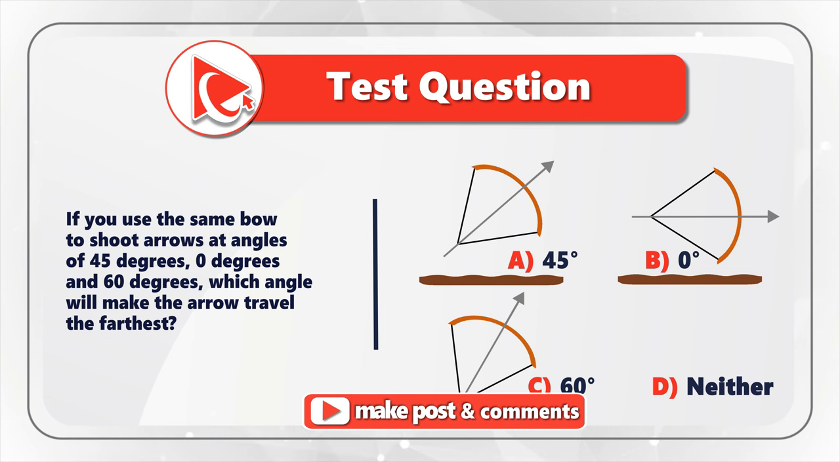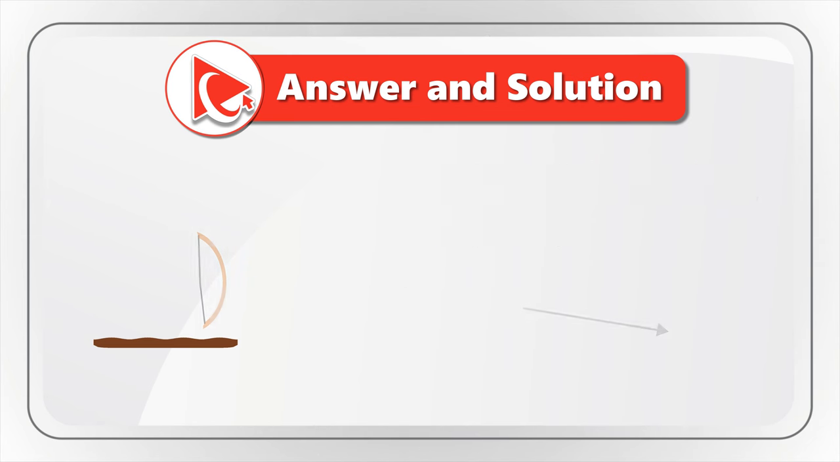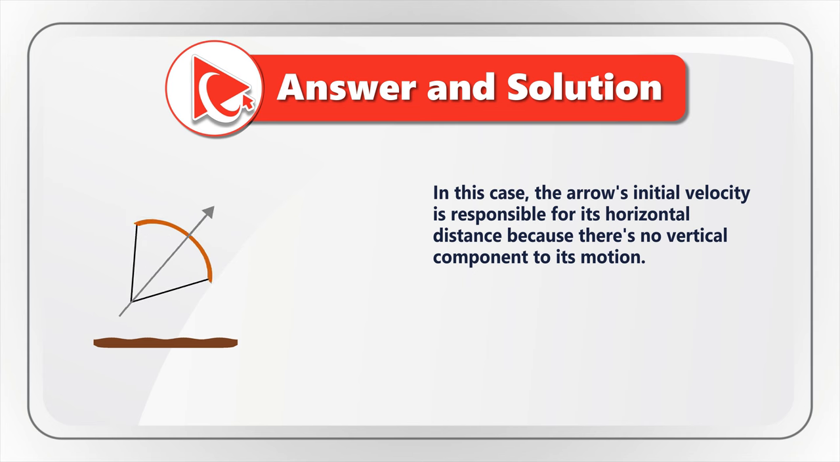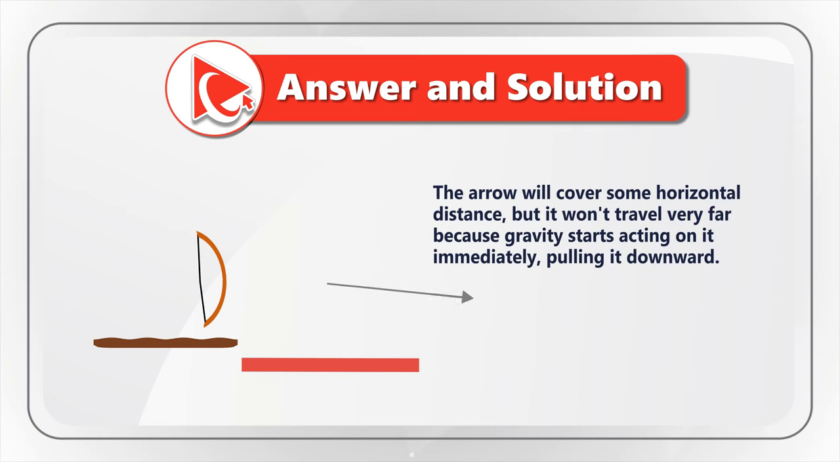Let's start by looking at the scenario where we shoot the arrow at 0 degrees, which ultimately means a horizontal shot. When you shoot it at 0 degrees, it means you're firing it horizontally, parallel to the ground. In this case, the arrow's initial velocity is responsible for its horizontal distance because there is no vertical component in its motion. What's interesting here is that the arrow will cover some horizontal distance, but it won't travel very far because gravity starts acting on it immediately, pulling it downward.